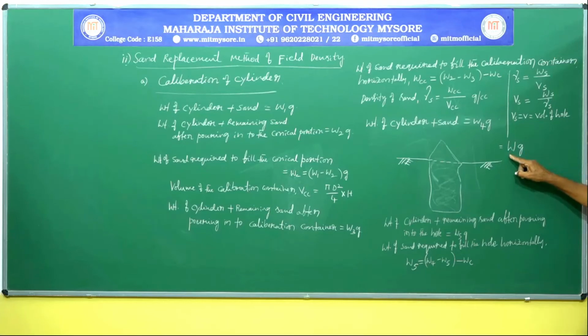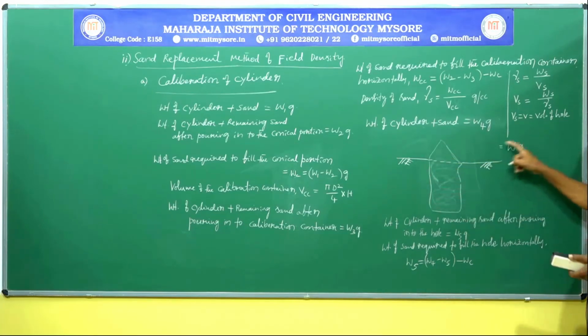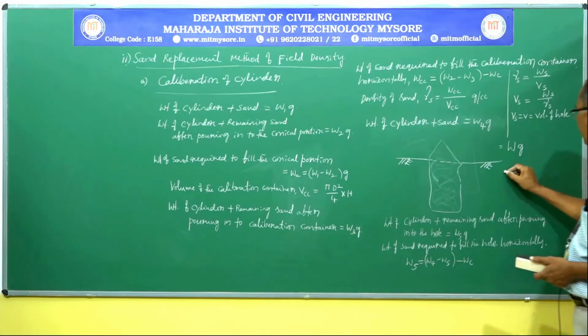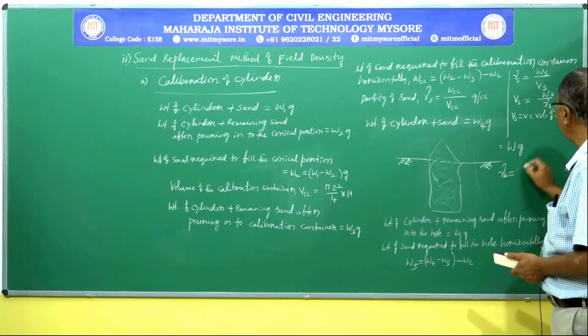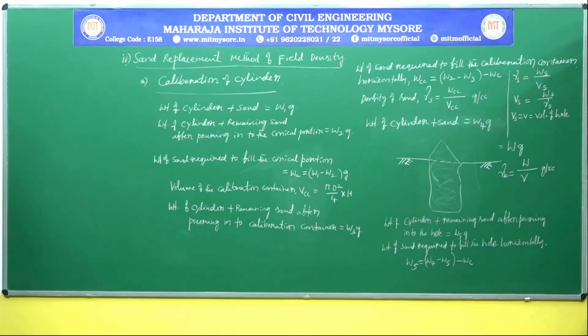Already we removed soil. We know the weight of soil removed from the hole, and we know the volume of the hole. Knowing the weight of the soil removed from the hole and the volume of the hole, we can comfortably determine bulk density or field density. Gamma B is equal to W divided by V, gram per cc. So this can be achieved quickly both in the laboratory as well as in the field, within a fraction of hours, say within 30 minutes or 1 hour.